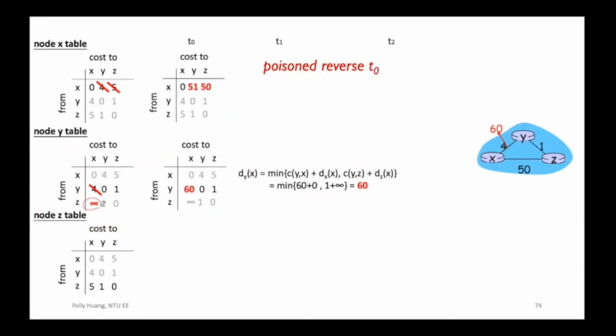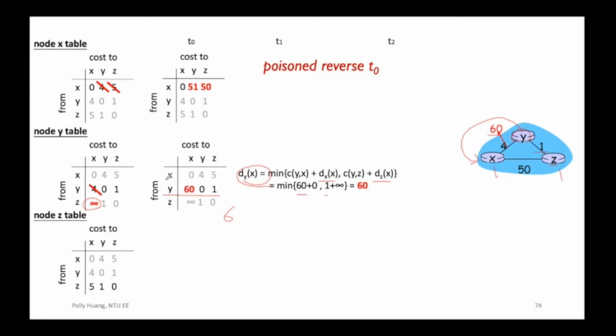With Zx now changed to infinite, the way we calculate Dy in iteration t0 will be different. Dyx in particular is the entry with a different value. It was previously 6. Now let's see how it looks from Y to X. There are two possible neighbors, X and Z, with link costs 60 and 1. Then from the first neighbor X to destination X, Dxx, and from the second neighbor Z to destination X, Dzx.